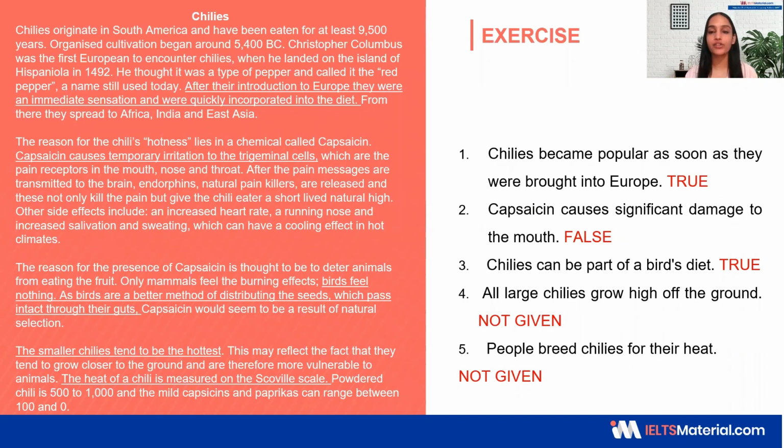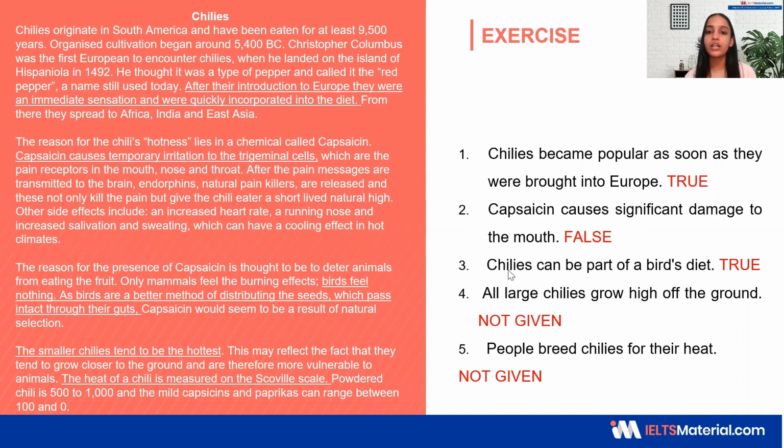Now, let's understand the second question. Capsaicin causes significant damage to the mouth. Now, let's see our keywords in a passage. So, the passage says, capsaicin causes temporary irritation to the trigeminal cells. Now, what you need to do is understand in detail what significant damage means and temporary irritation means. So, do you think that the information matches? Is there any contradiction? Isn't there any difference between significant damage, that is, the gravity of damage is high, but the passage says temporary irritation. So you can see that there is contradiction of information, hence the answer is false.